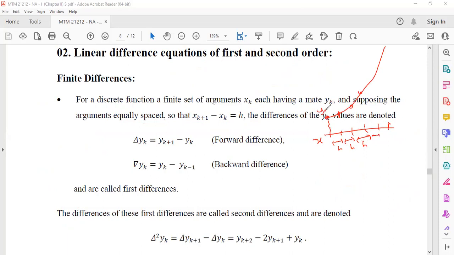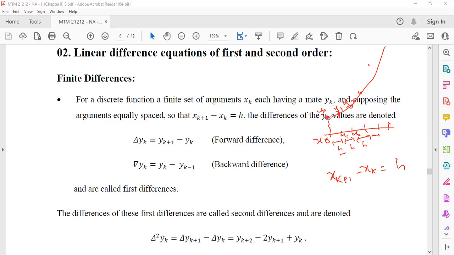Let's say this is my y naught. If it is x naught, this is y naught. This is x1, this will be y1. This will be x2, y2. It's like that, okay? So xk plus 1 minus xk is the h. The spacing is h for the x values, okay?